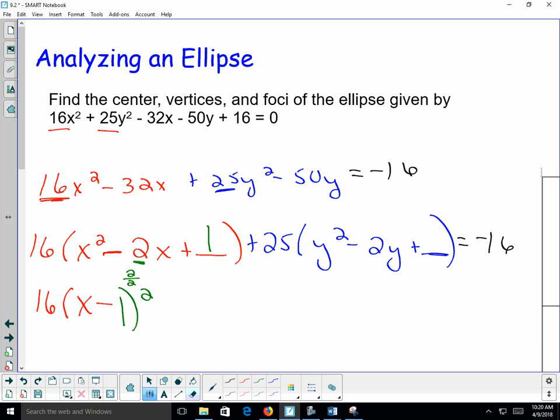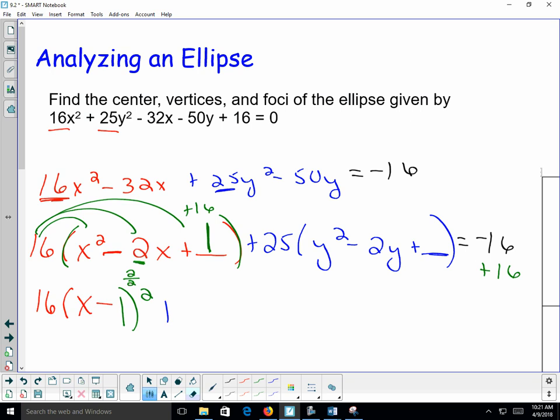But when I added this 1 in here, I technically added it inside this parenthesis. I technically have to distribute the 16. So I really added 16 to this side of the equation. So if I add 16 to this side of the equation, I have to add 16 to the other side of the equation. So we're going to do the same thing with the y's.